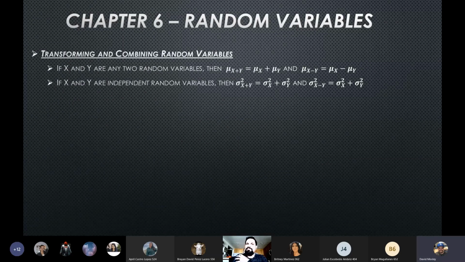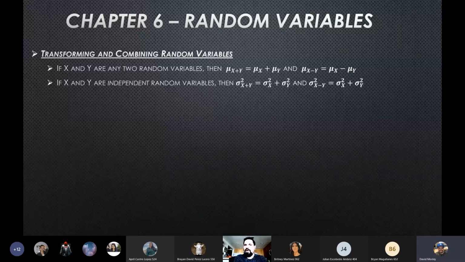We can transform and combine random variables. If x and y are any two random variables, then the mean of the sum of those random variables, x plus y, is equal to the mean of x plus the mean of y. And the mean of the difference of those random variables is the mean of x minus the mean of y, which we've used in chapter 10.